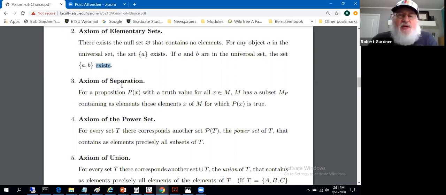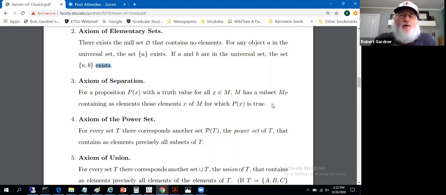The axiom of separation, this is more familiar to you than you think, states: for a proposition P of x with a truth value for all x in M, some subset of the universal set, M has a subset M sub P containing as elements those elements x of M for which P of x is true.